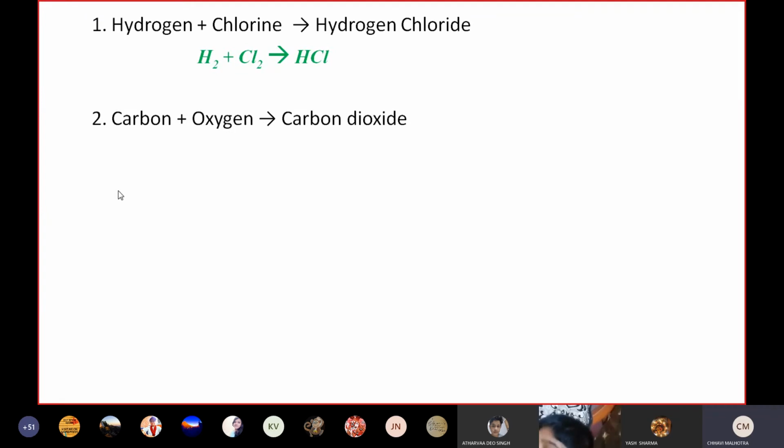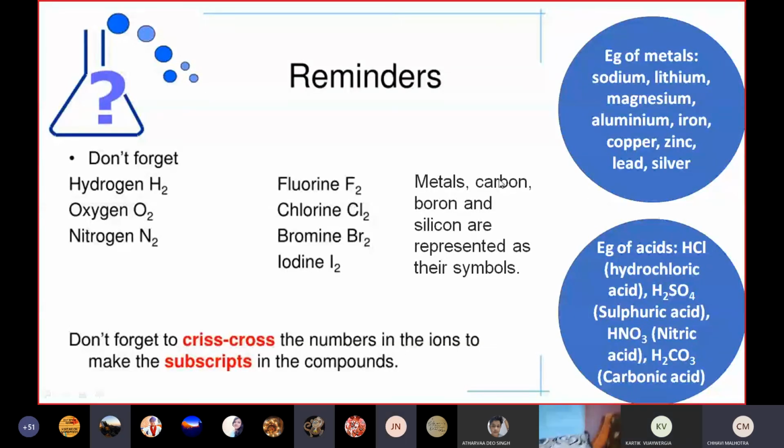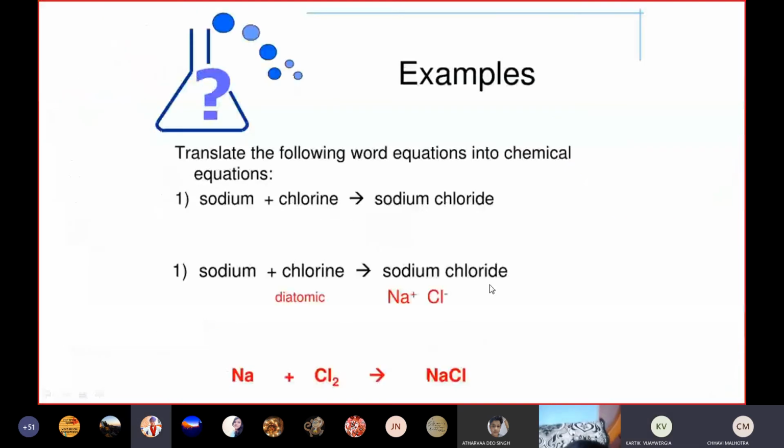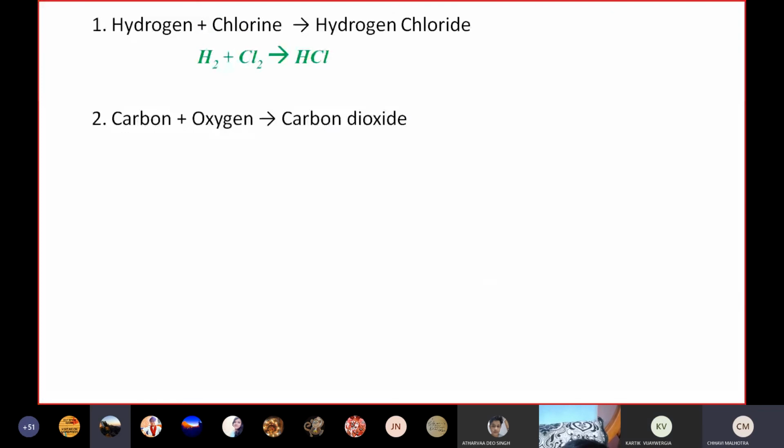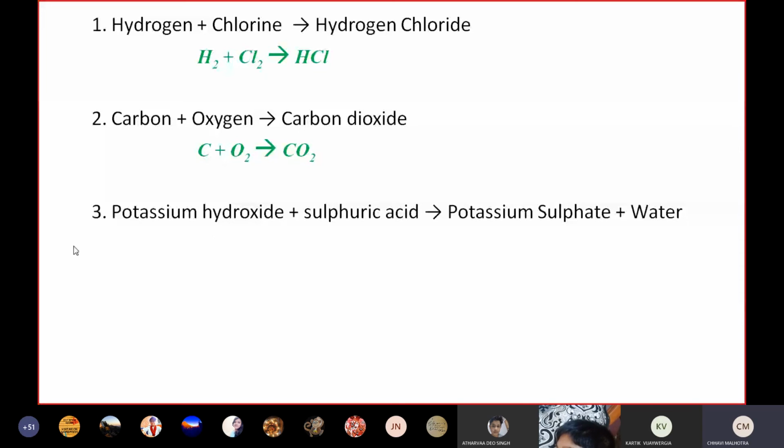Do the second one now. C2 plus O2 equals CO2. Beta, how do you represent carbon? Ma'am, carbon is represented only with the C symbol. C plus O2 equals CO2. Very good. Carbon is represented only with its symbol. Oxygen is represented as O2, right? Gives us CO2. Next, potassium hydroxide plus sulfuric acid gives potassium sulfate plus water.